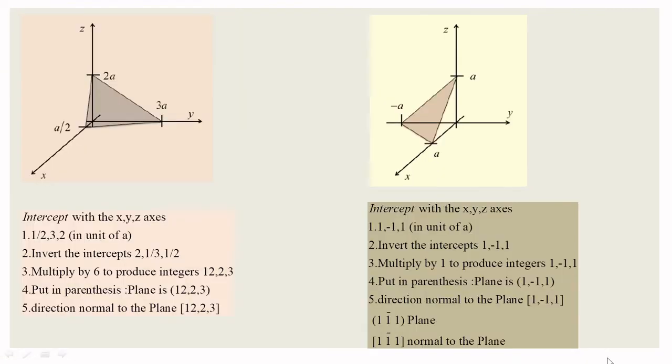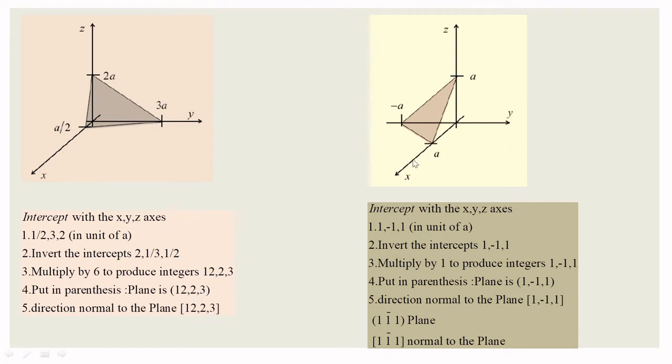That's it. Third problem. In this given problem, the intercepts are 1 by 2 in the x direction, in the y direction it is 3, and in the z direction it is 2. So take the inverse. 1 by 2 inverted is 2, 3 inverted is 1 by 3, and 2 inverted is 1 by 2. Then take the LCM for this. You will be getting 6. So 6 should be multiplied with the inverted intercept values. 6 into 2 is 12, 6 by 3 is 2, and 6 by 2 is 3. That's it. For plane, 12, 2, 3 in the round bracket. For direction, 12, 2, 3 in the square bracket.